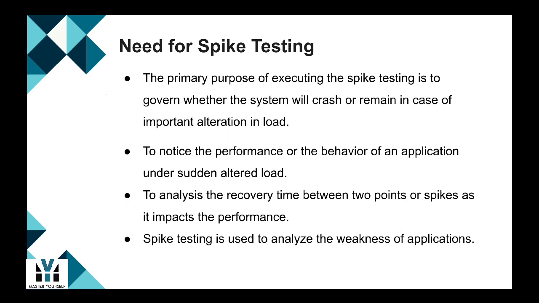Need for spike testing. First, the primary purpose of executing spike testing is to govern whether the system will crash or remain in case of important alteration in load. Second, to notice the performance or the behavior of an application under sudden altered load. Third, to analyze the recovery time between 2 points or spikes as it impacts the performance. Fourth, spike testing is used to analyze the weakness of applications.